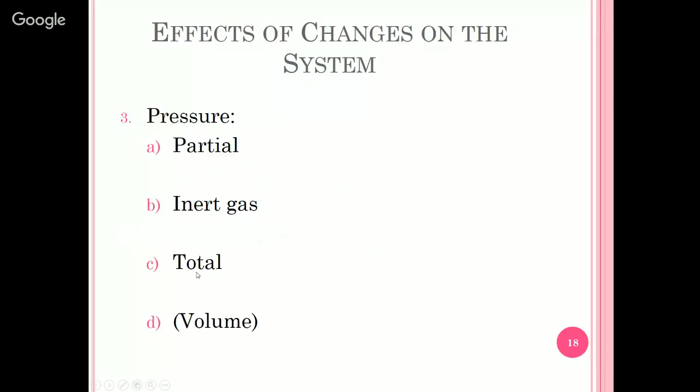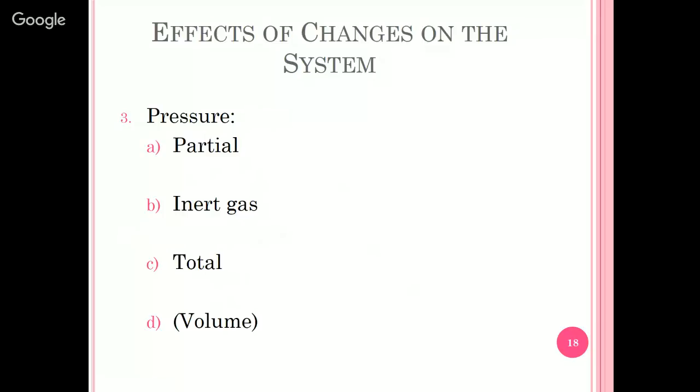Total pressure is tied in with volume. If we increase the pressure, which is effectively decreasing the volume, we're making the amount of space smaller. We look at the number of moles of gas and compare the sum of the moles on the reactant side versus the sum of the moles on the product side. So, total moles reactant versus total moles product. If we've increased the pressure by decreasing the volume, we are going to shift to the side with fewer moles because it's easier to fit a smaller number of things in a smaller container.